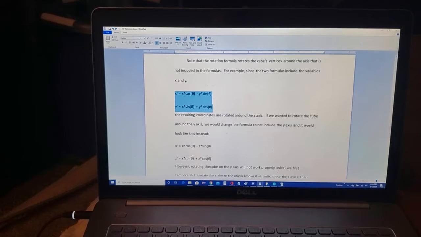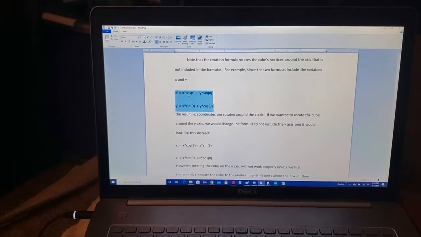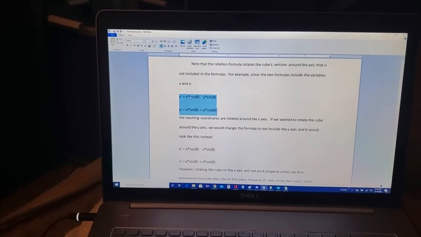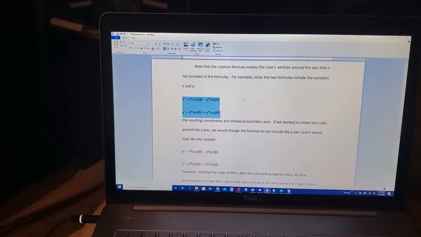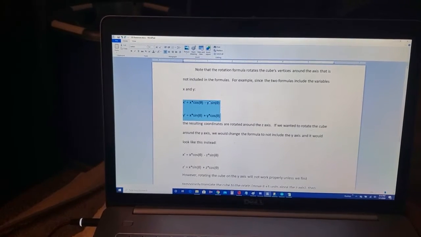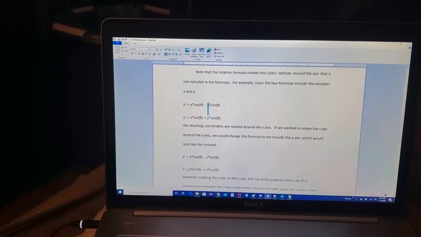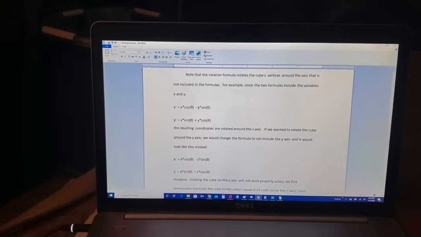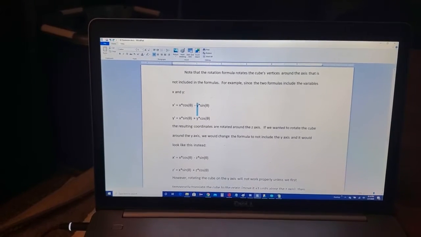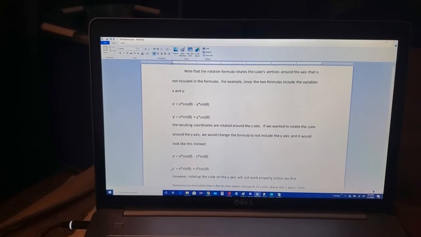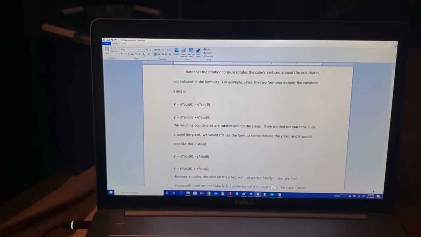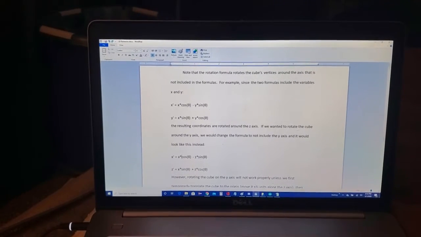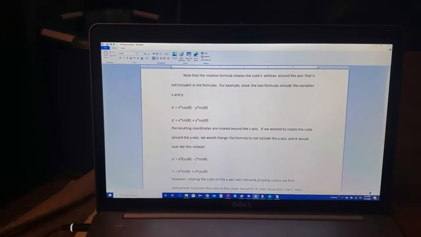Here are the original equations. So this rotates around the z-axis. Notice how the z variable is not included in the formula. If we want to rotate around the y-axis, then the y variable has to be the one that is not included in the formula. So here I've replaced the y variables with z variables. So now y is the variable that is missing from both of these equations, and I just have x's and z's. This means we're going to be rotating around the y-axis.